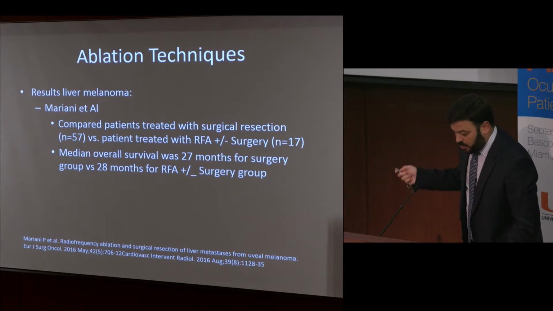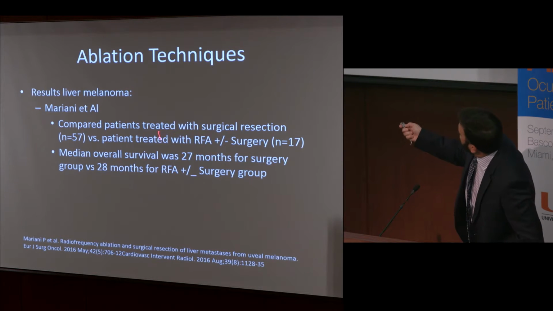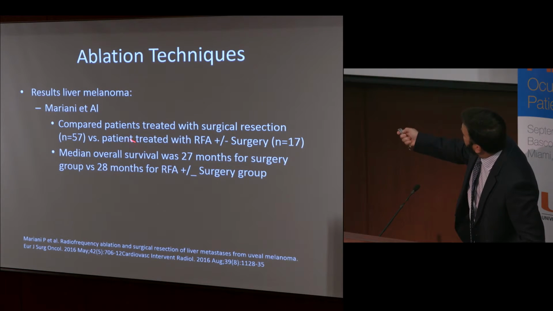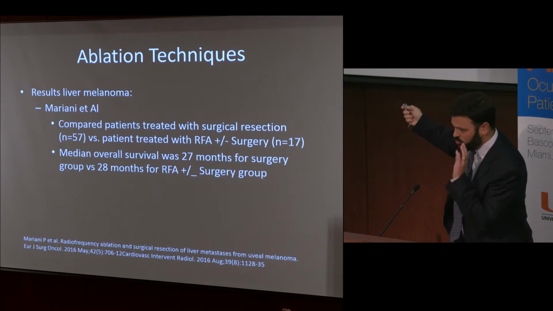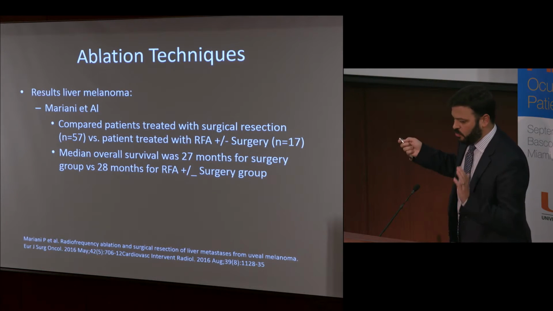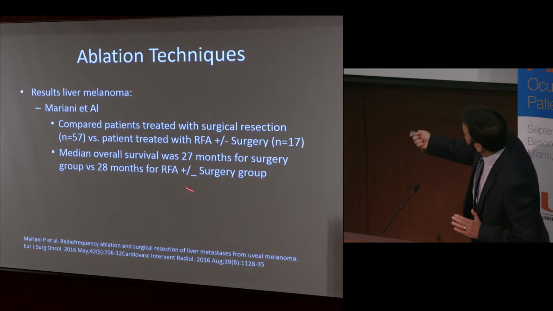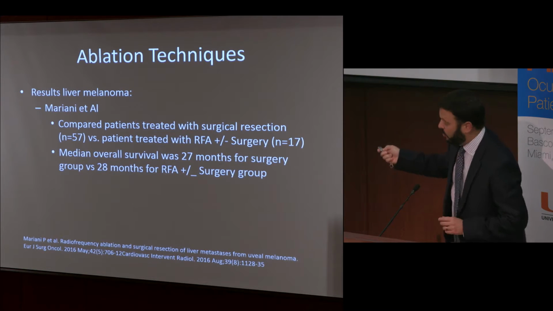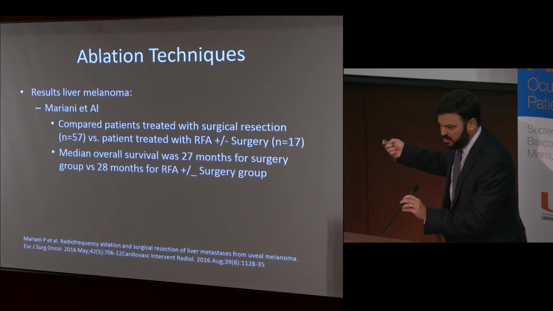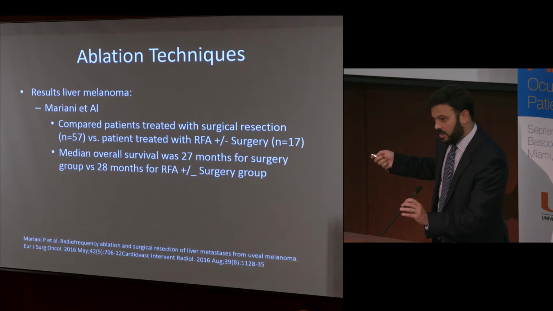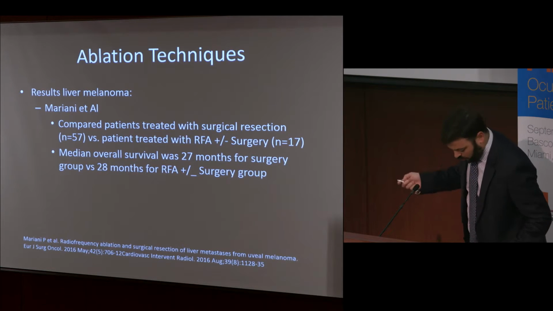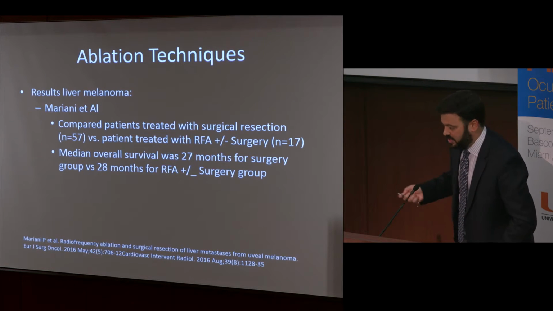Another paper compared patients treated with just surgical resection and surgical resection plus some radiofrequency ablation, in order to try to do less surgical resection to preserve more liver function. And interestingly, they found that the overall survival was very similar for both groups. So this is, I think, good news because it shows that often you can spare liver tissue by maybe combining both surgical and radiofrequency ablation techniques.